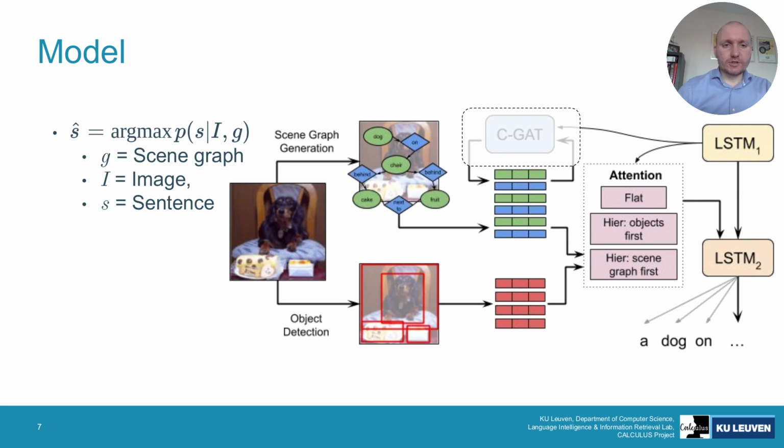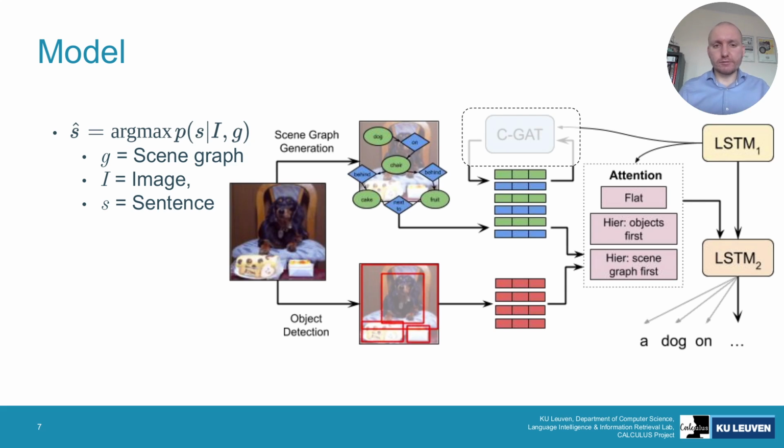So to do our experiments, we created this model, and in our model there are two main pipelines. So we have the pipeline on the top, where a scene graph generation model is used to find a set of objects and relations. And for each of these objects and relations, a feature is generated, as we can see here in the green and blue boxes. Now in the bottom pipeline, we have the object detection algorithm that creates a set of objects and features for these objects.